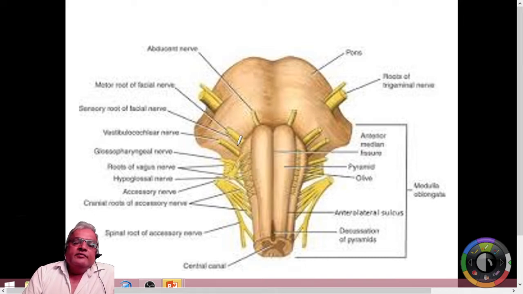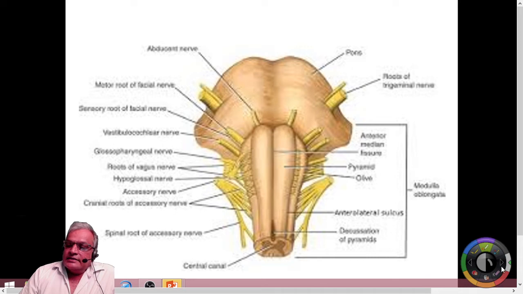And here, between the pons and the medulla, you can see the vestibulocochlear nerve, as well as the facial nerve. So this is 6, 7, 8. This is your vestibulocochlear nerve, or the auditory nerve. So that's what you see here. These are the external features of your medulla oblongata.